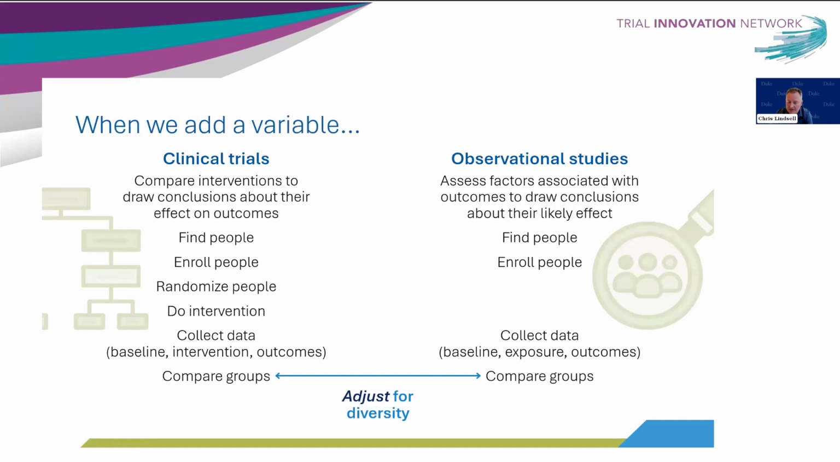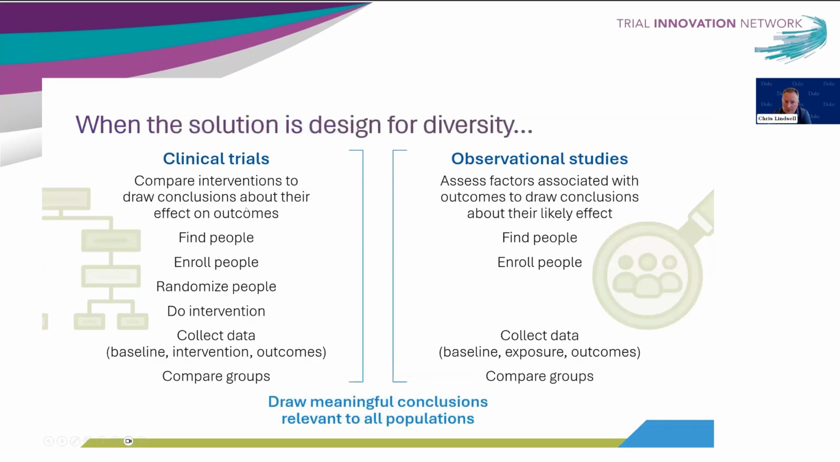And when we adjust for diversity, we start thinking about health disparities at the end of the study. We start thinking about it during the compare groups phase. The challenge is we frequently get the variable wrong, or we use it incorrectly. And I would posit that when we design for diversity and we think about diversity at every single point in this process, we would be able to better draw meaningful conclusions relevant to all populations without having to do statistical manipulations on the back end with mistakes and accidents. So design for diversity is prevention.